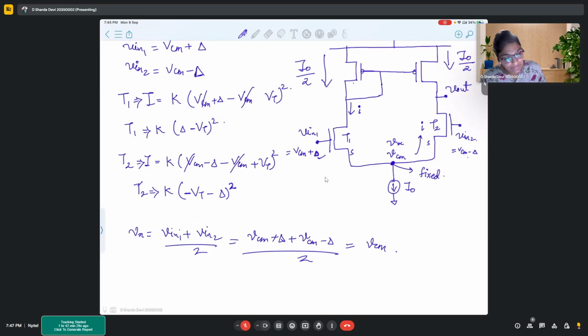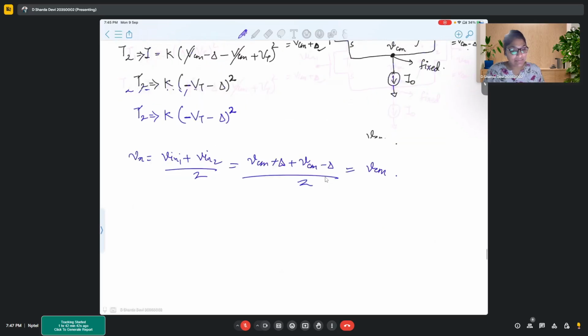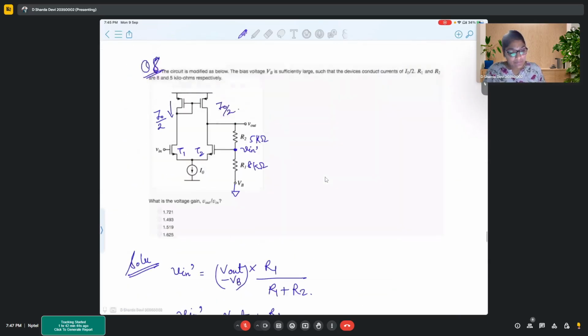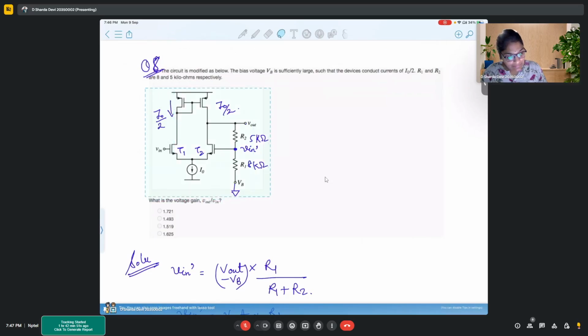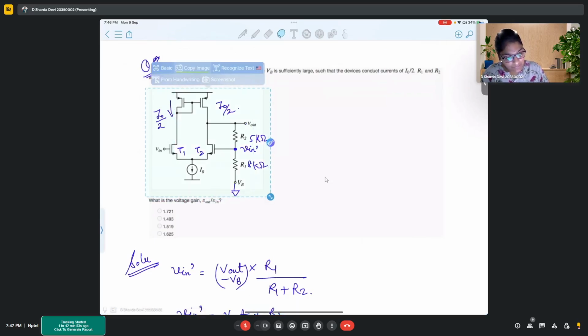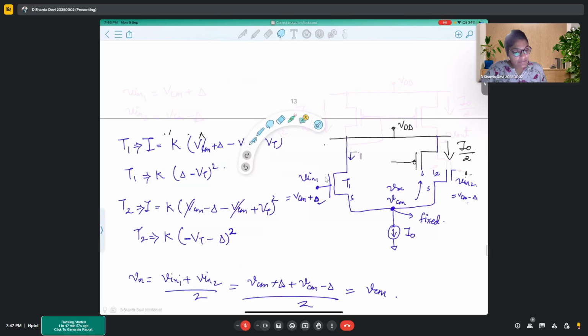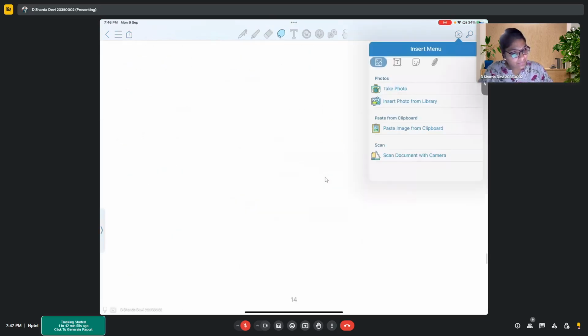Here you can see that everything is the same. It's just that the direction of the current has been changed, but the amount of AC current flowing remains constant. Now coming to our particular circuit. If we analyze the circuit, here we have a feedback.